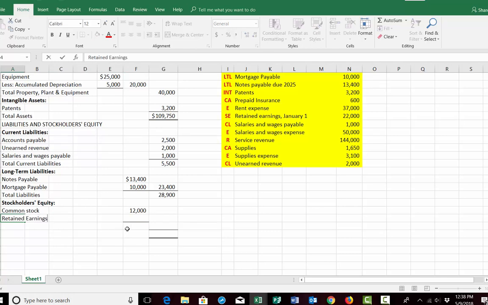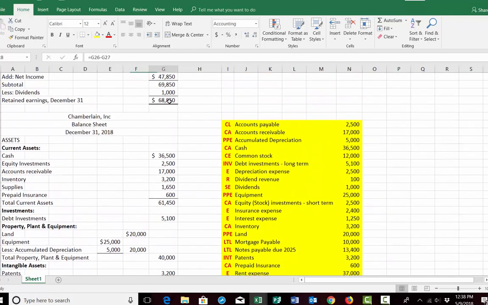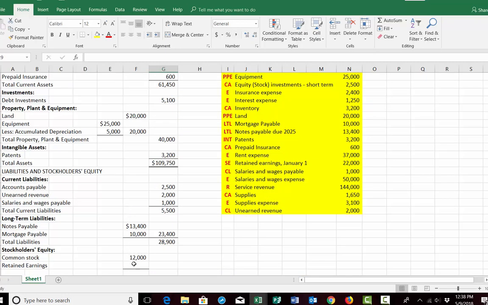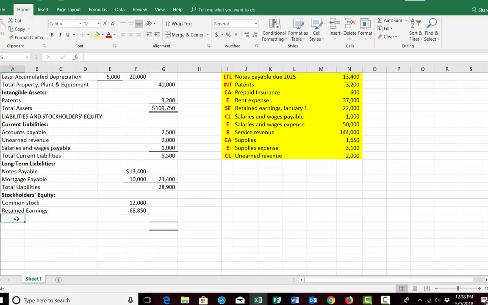Don't forget, take your retained earnings from your retained earnings statement. Do not take it from the list. If you do, you're going to have the wrong number and your balance sheet won't balance. Okay? Oops, so that was supposed to be equal to that. All right, now we're going to add these two up and get total stockholders' equity. And that is these two added together. All right, and now we have total liabilities and stockholders' equity. And that is equal to, of course, our total liabilities plus our total stockholders' equity.